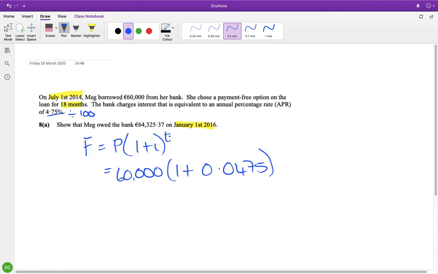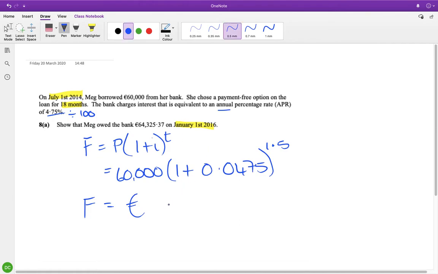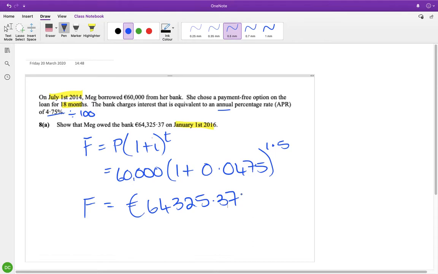And then to the power of T, so this 4.75 is a yearly rate, so when you put your time in, you have to put your time in years. If that was a monthly rate, you put your time in months and so on. So your time goes in years. 18 months is 1.5 years. And if you type all of that in, I'm just going to do it to make sure. Power 1.5 multiplied by 60,000. Yeah, you get 64,325 euro and 37 cent, rounded to two decimal places or rounded to the nearest cent.